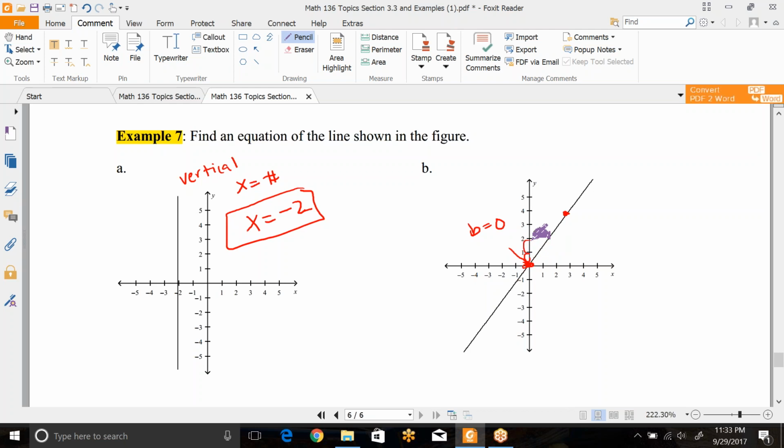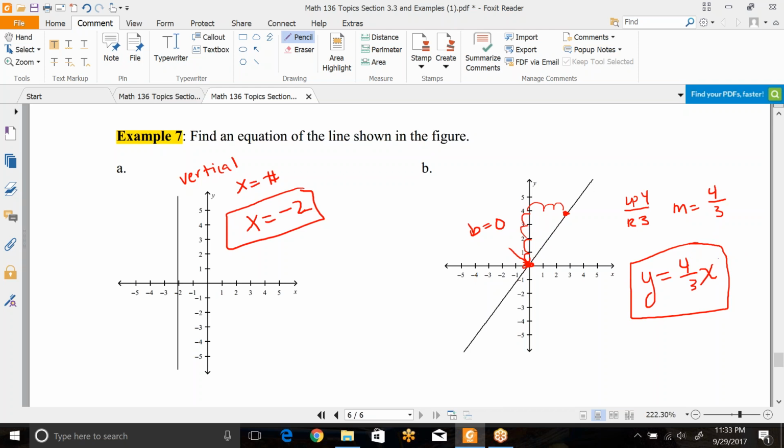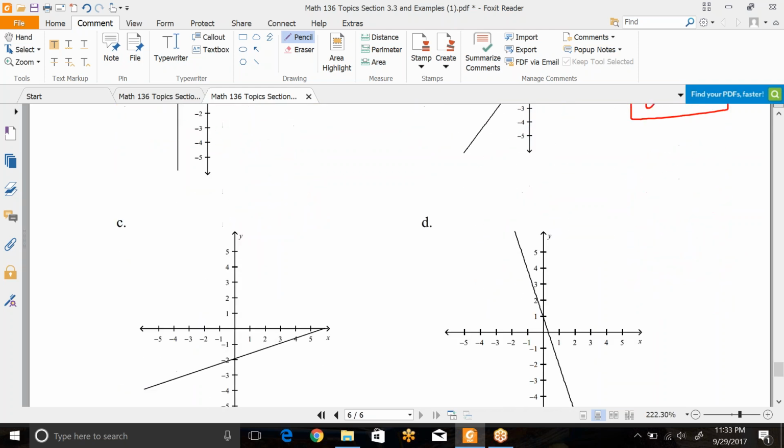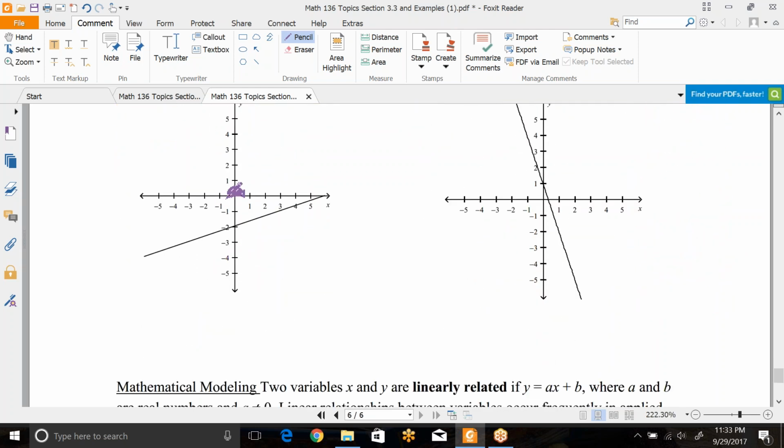So go up 1, 2, 3, 4, and then right 1, 2, 3. So up 4, right 3 would be a slope of positive 4 over positive 3. If we want to write the equation for that, that would be y equals 4/3 x. You don't really have to write plus 0. That would be a little bit of overkill, but that's what the b is. Okay, so let's look at another one.